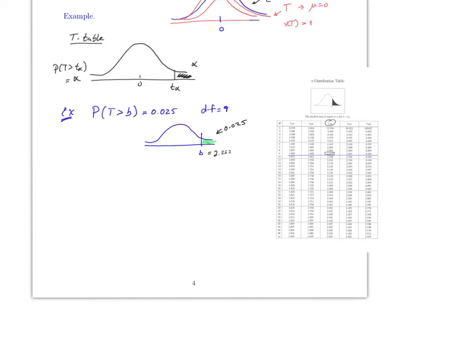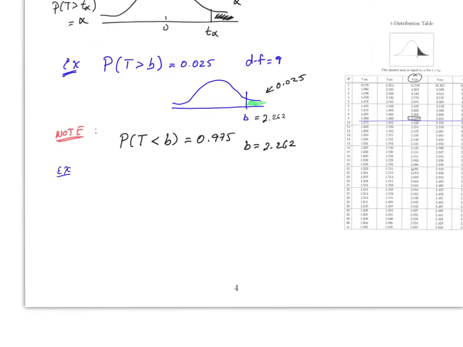Now, just like the chi-square distribution, remember that this will be essentially the same thing. If I ask you to find the probability that T is less than B, it will be 0.975, which will be the 97.5 percentile. This will give you exactly the same thing, because if this is 2.5, that means this is 97.5. So therefore, the value for B will also be 2.262.